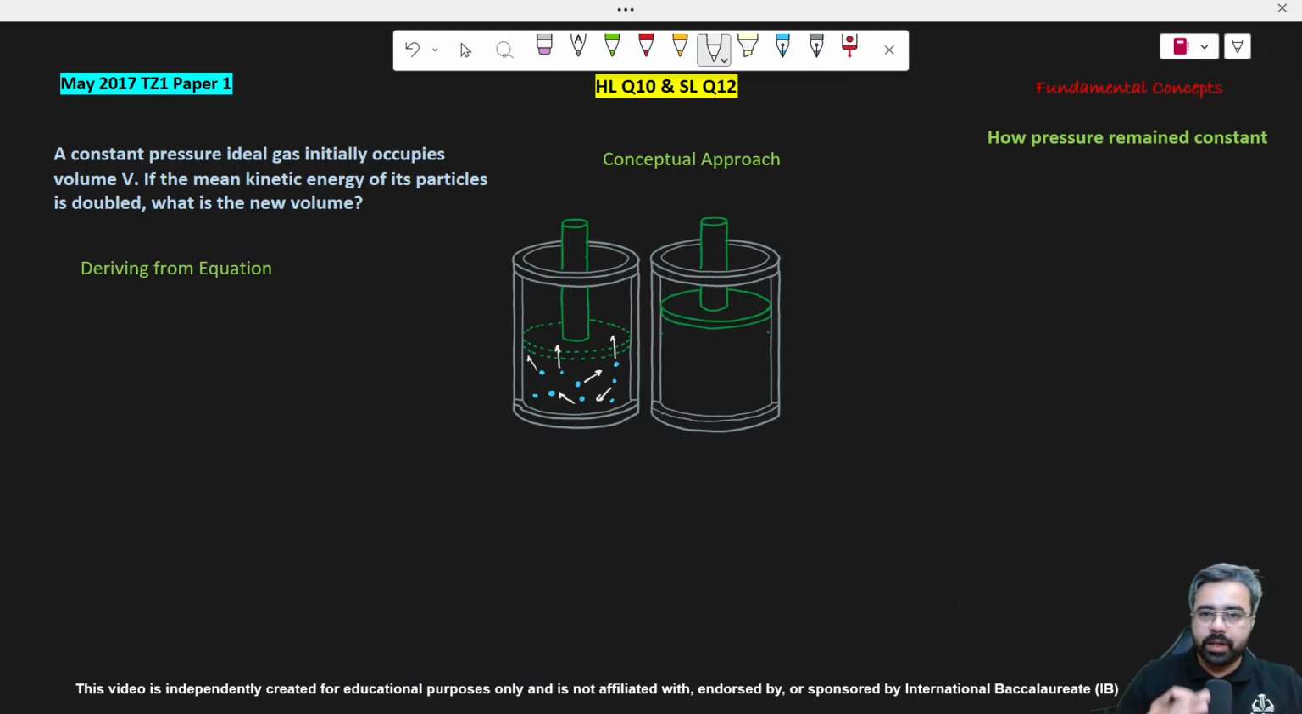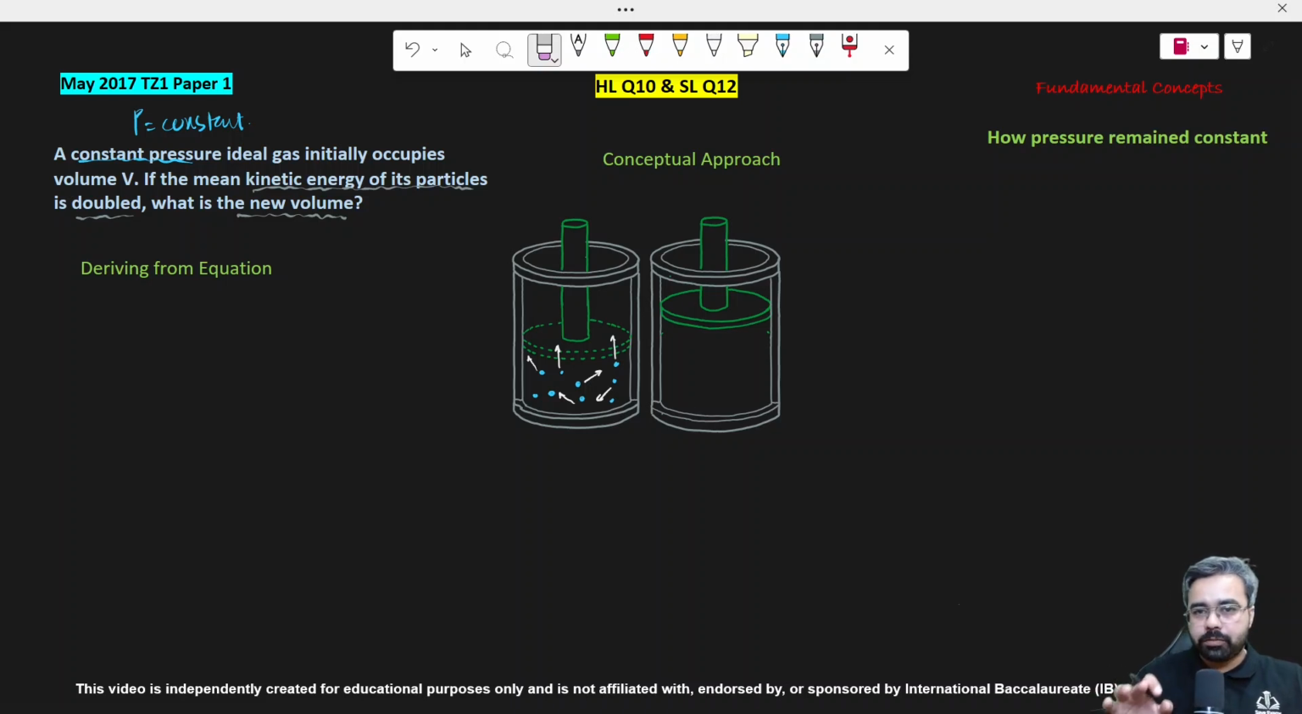Now, what is asked in this question? They say if we increase the average kinetic energy of the gas, of all the particles, of all the molecules, if it is doubled, then what will be the new volume? But remember the condition which is mentioned, that the pressure is constant. First of all, we will find out the result by having an equation, an accurate result, but I will also tell you the conceptual side, that actually how the pressure was constant and the volume should increase or decrease. So stick with the video.